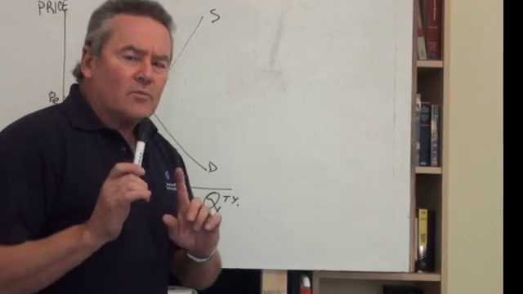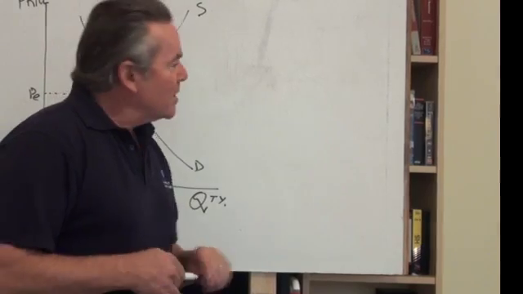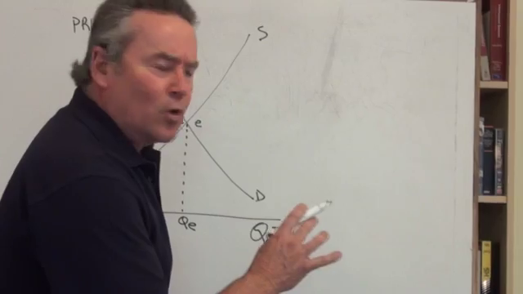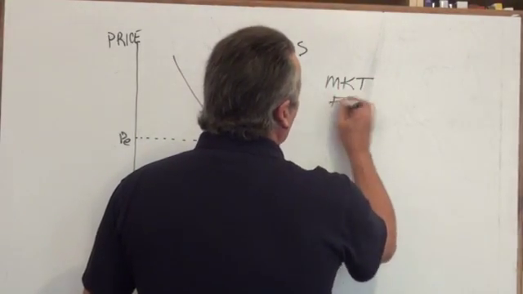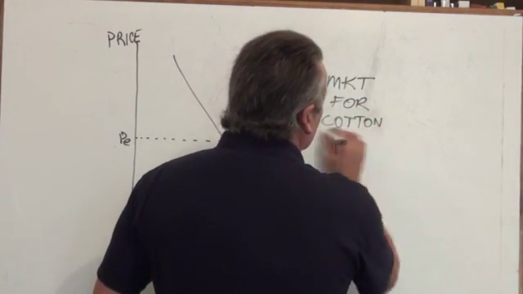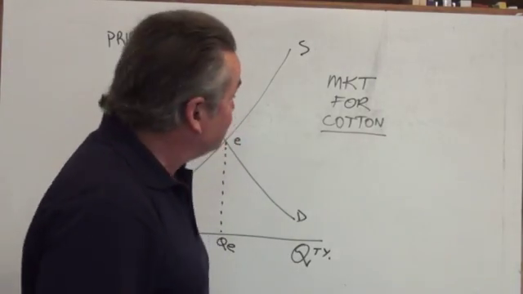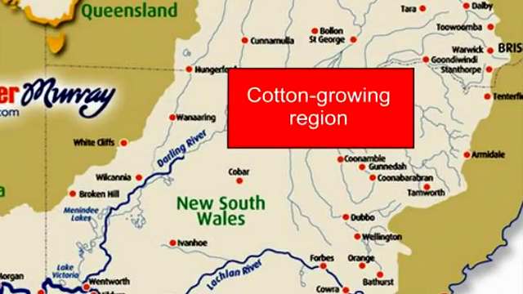So let me start with what we call a cost externality. I'm going to quote a little example here. Let's say this is the market for an agricultural product. This is the market for cotton. Now, this is an agricultural product that requires a fair bit of water. We grow this in Australia, up in northern New South Wales and southeast Queensland. And of course we need to use a lot of water.